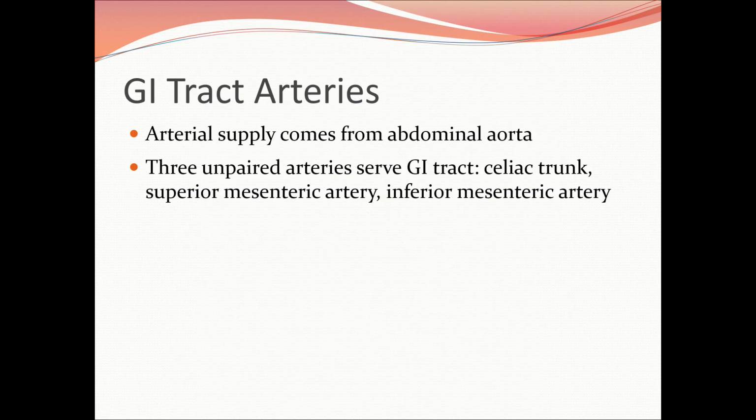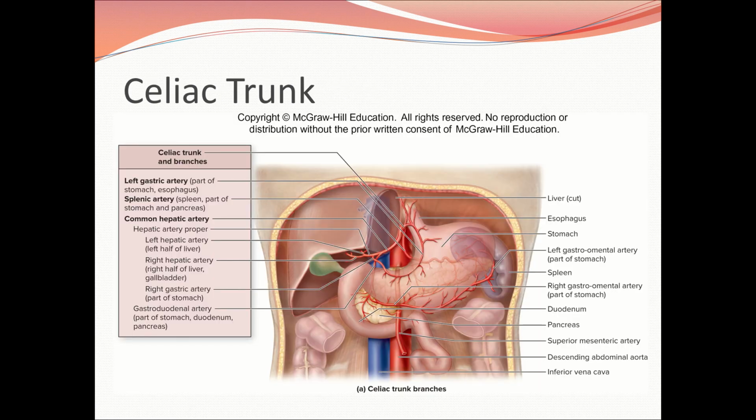Now let's look at some GI tract arteries. Arterial supply comes from the abdominal aorta. There are 3 unpaired arteries that serve the GI tract: the celiac trunk, the superior mesenteric artery, and the inferior mesenteric artery.